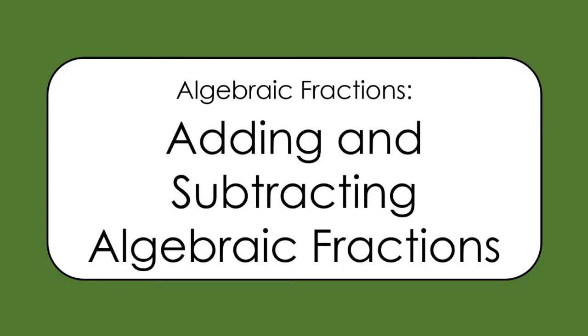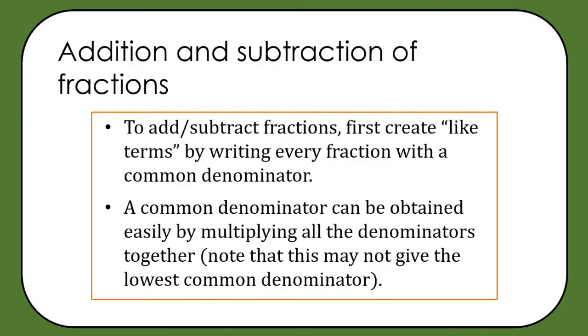So finally, we're looking at adding and subtracting algebraic fractions. Again, the rules involved with dealing with numeric fractions apply with algebraic fractions. So to add and subtract fractions, we first need to create like fractions or like terms, and we do that by writing each fraction with a common denominator. A common denominator can be easily obtained by multiplying all of the denominators together.